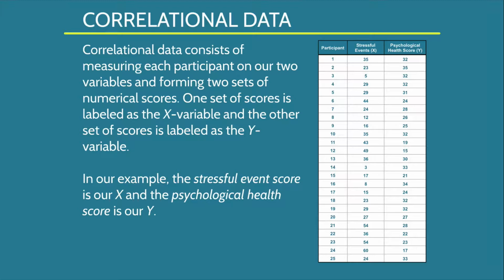Correlational data consists of measuring each participant on our two variables and forming two sets of numerical scores. One set of scores is labeled the X variable and the other set of scores is labeled the Y variable. In our example, the stressful event score is our X variable and the psychological health score is our Y variable.